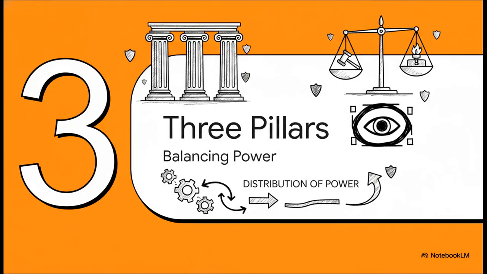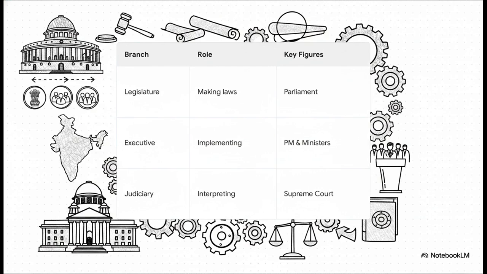Which brings us to our final topic, Section 3, Balancing the Three Pillars. Now that we know the structure and the philosophy, we have to look under the hood at the actual mechanics of power. Think about it. If a government has the power to secure justice and liberty, it absolutely has the power to become tyrannical, right? To stop that from happening, the Constitution meticulously chops up power into three distinct branches to create a system of checks and balances.